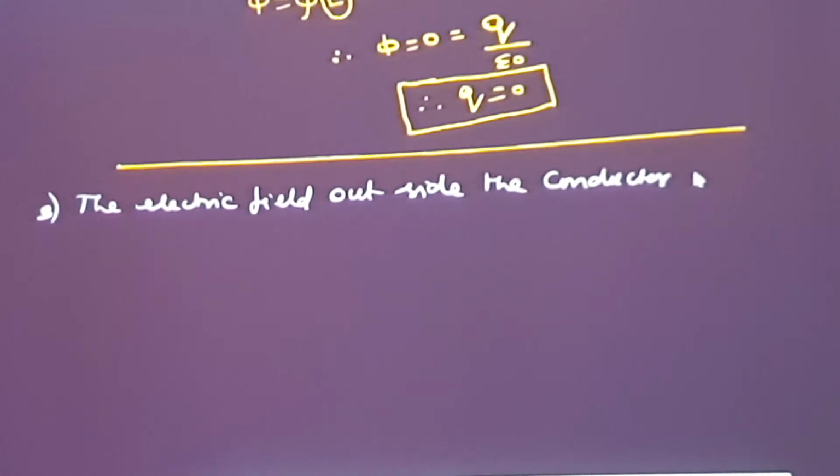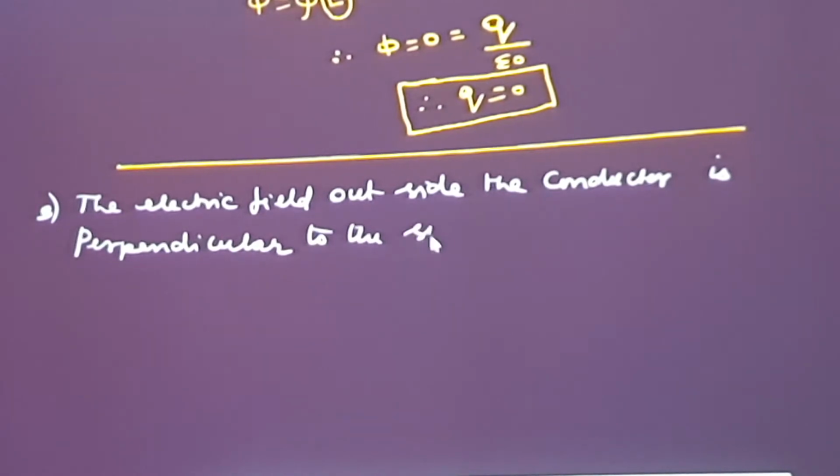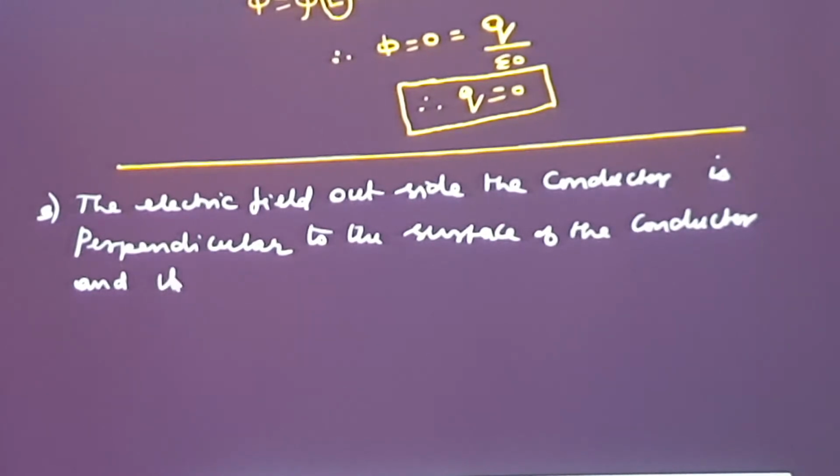The electrical field outside the conductor is always perpendicular to the surface of the conductor, and along with this we have one more point: that electrical field has a magnitude equal to the magnitude of the electrical field.